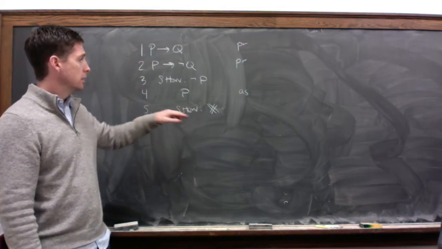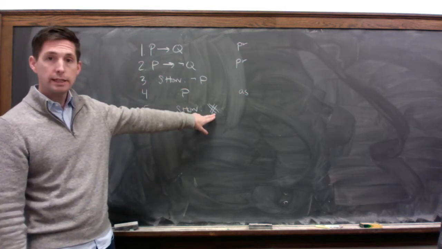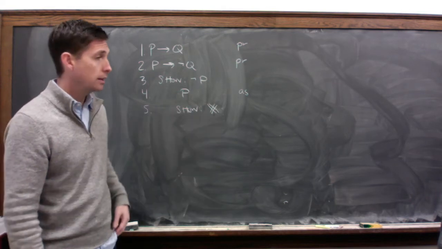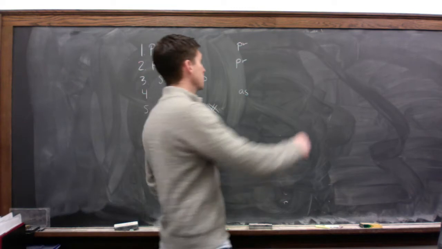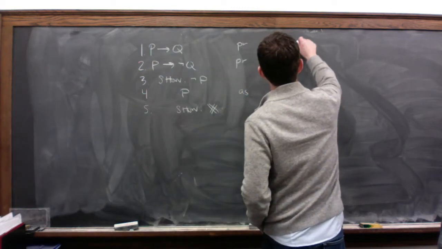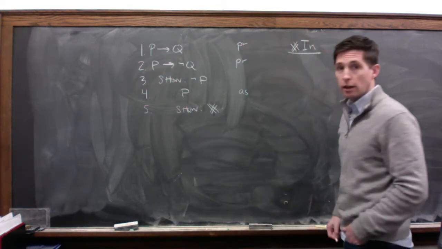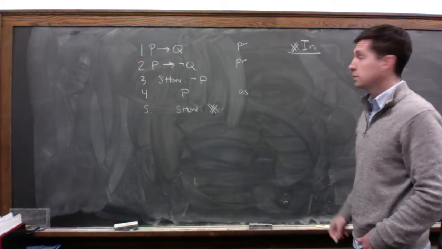Now let me introduce two new rules having to do with the contradiction that will help us finish this proof. The main rule that we're going to use is what's called contradiction in. Contradiction in looks like this, and it's on your rule sheet.